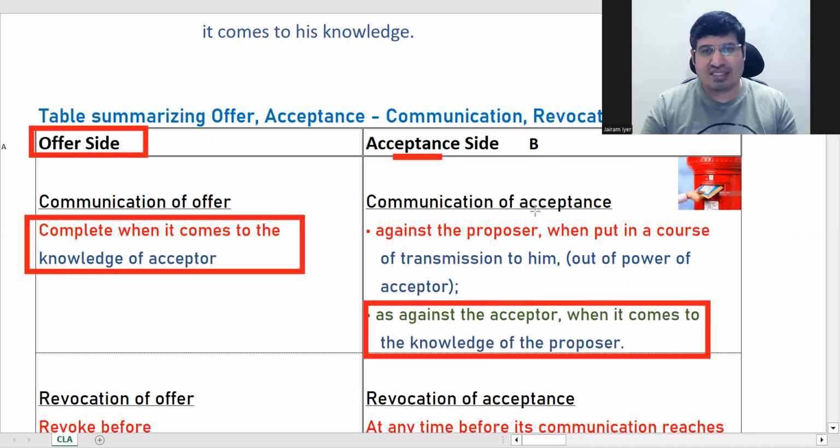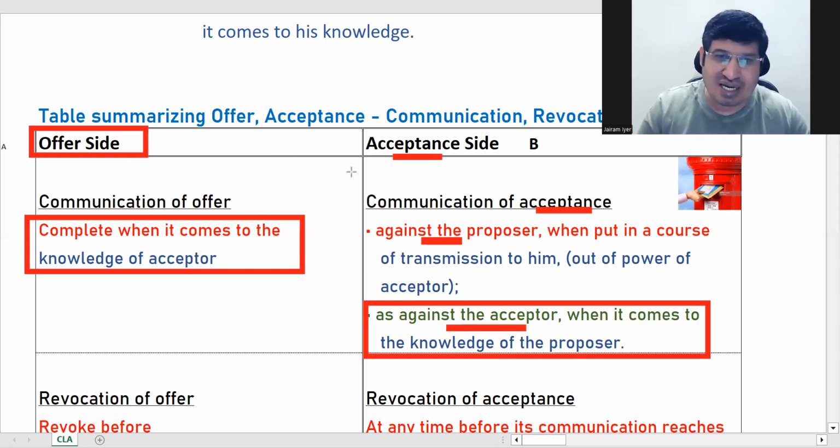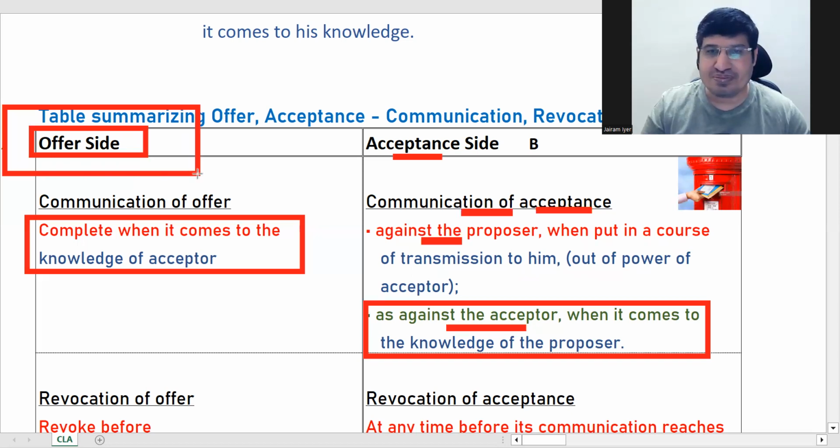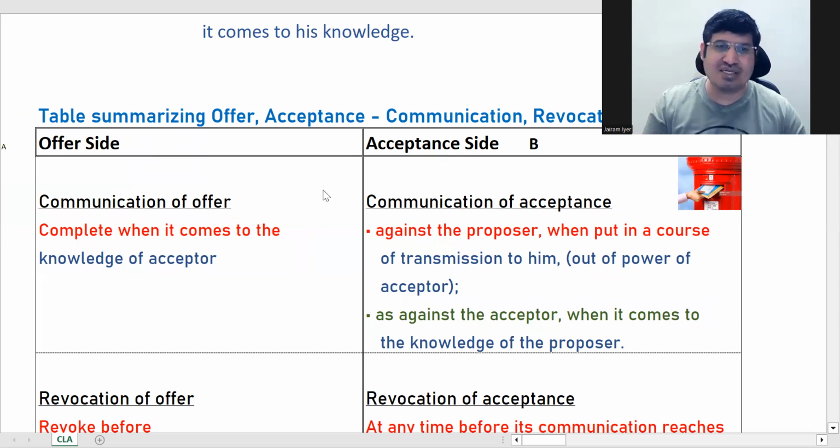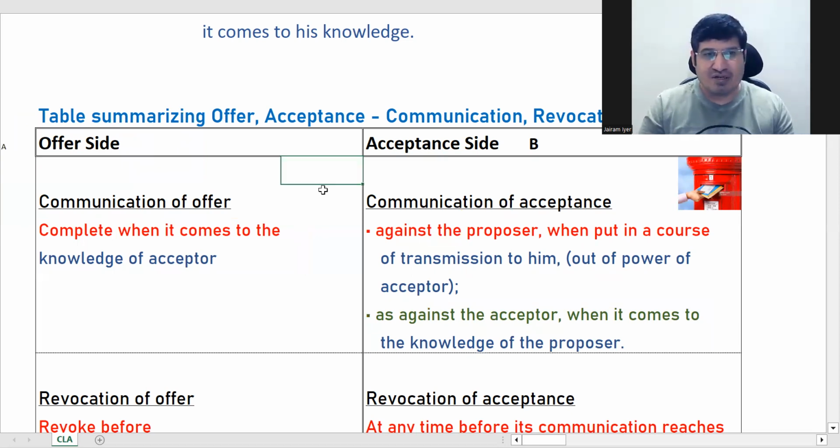Only thing is that for acceptance, there will be two points: against the proposer and against the acceptor. For the offer, there will be only one thing. The offerer says, the other listens to it, over. There is nothing else pending. But here, even before the acceptor accepts and does something, the offerer has already made the offer that is pending. So from his side also you have to examine. Clear? This is the basic point. Once you understand this, other points will be very simple.